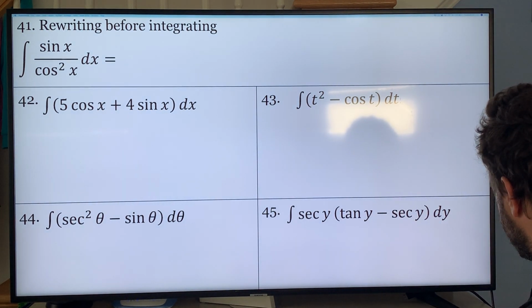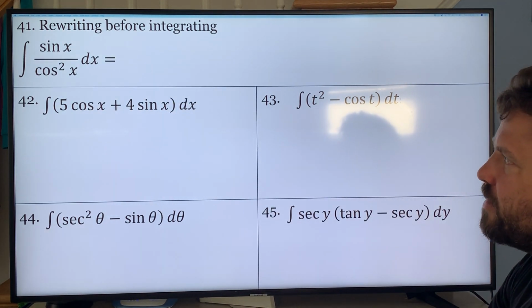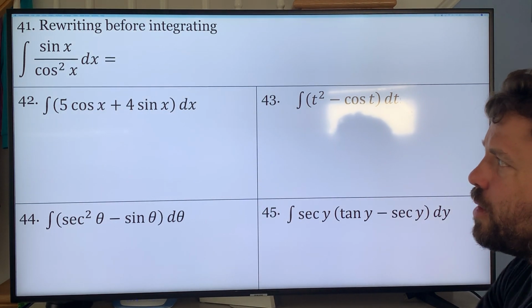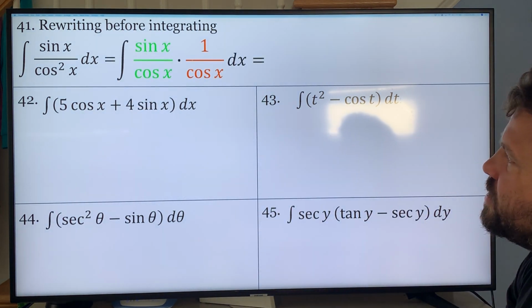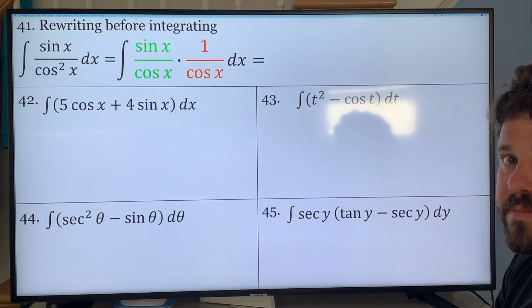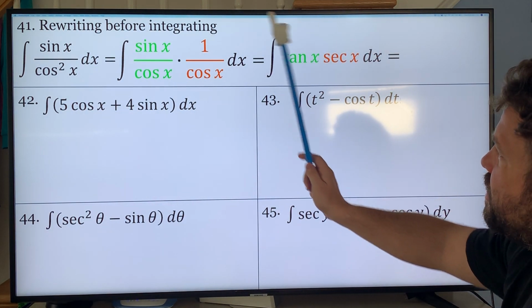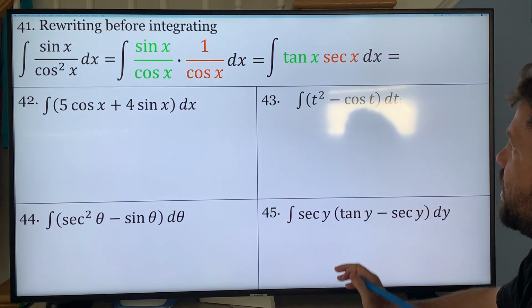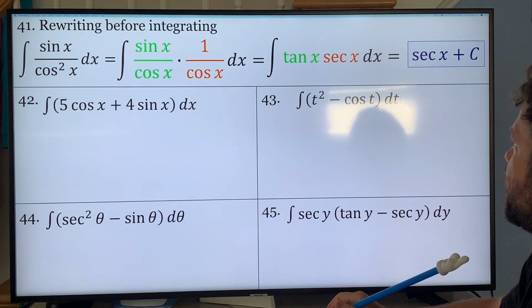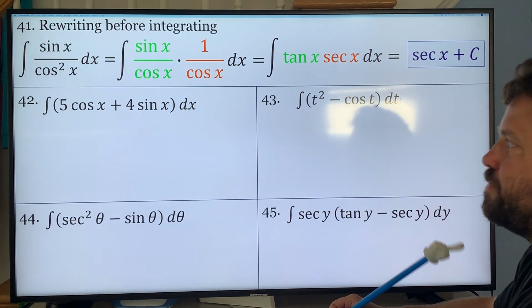Oh, this is the trig stuff that everyone loves. So how can we rewrite that before integrating? Sine over cosine squared x becomes 2 cosine x's. Do we know what sine over cosine is? Tan. So is there a function for tan x, secant x? Yeah. The answer is secant x plus c. You have to go look back at your trig function sheet.